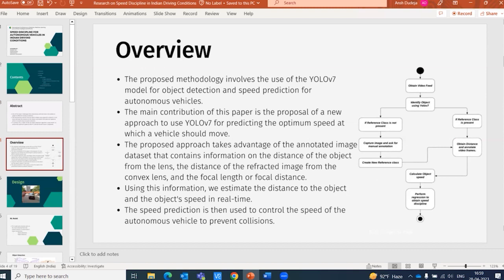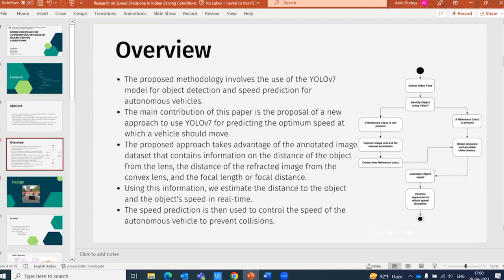So we are obtaining a video feed from a camera, identifying and classifying an object into different classes, and determining if the class already exists or is a new class. Based upon that, if the class already exists, we start storing the images for the object. Using the camera and focal length from that camera, we also calculate the distance of the object from the camera, and using the timestamp for that particular class that we have stored, we can calculate the distance and time, and using that we can calculate speed.